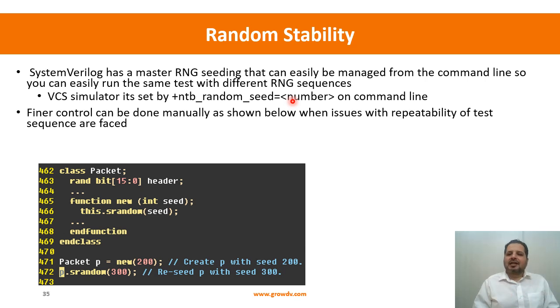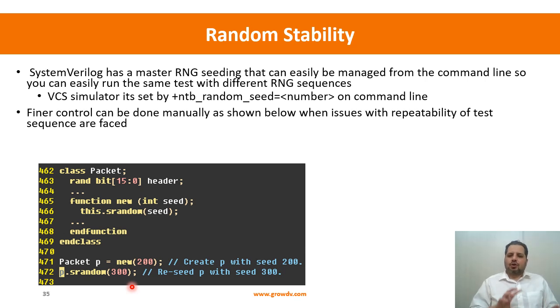Now, about the finer control that we talked about, where I want to explicitly control everything in the test bench: it is not recommended for every case, but let's say for some reason you want to do that, then you can. For example, in this particular class, I can seed it with some particular number. I will say this dot srandom and pass a certain seed value, and then I am saying packet of new and seeding it with 200. Let's say I have called some randomization functions, and after that I want to reseed it differently in some other context. Then I can say p dot srandom 300. I can reseed it with a different seed value and generate it.